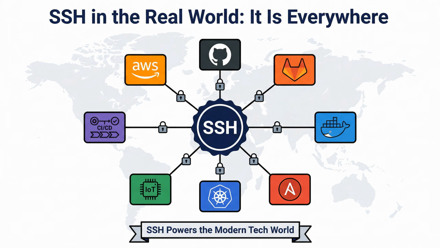In the real world, SSH is absolutely everywhere. Every cloud provider, AWS, Google Cloud, Azure, uses SSH key authentication when you spin up a Linux virtual machine. Developers push code to GitHub and GitLab over SSH. CI/CD pipelines deploy to servers automatically using SSH. Docker, Kubernetes, and Ansible all leverage SSH under the hood for remote operations.